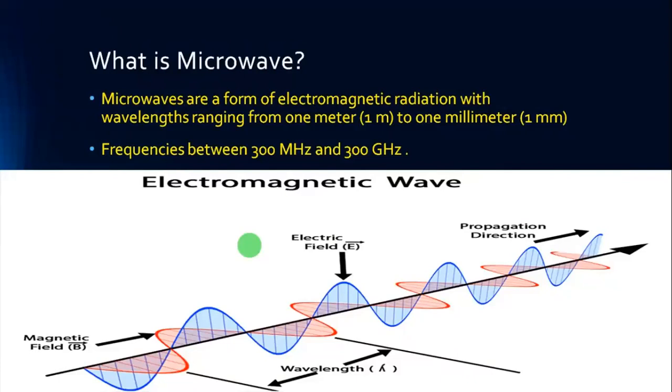We know that V equals F lambda, where V is the velocity of the electromagnetic signal, or the velocity of light. If you divide V by the frequency, then you can easily calculate the wavelength lambda. If the frequency is high, then the wavelength is very small. And for designing the antenna, we make the antenna one quarter of the wavelength. So if the wavelength is small, then the antenna size is small.